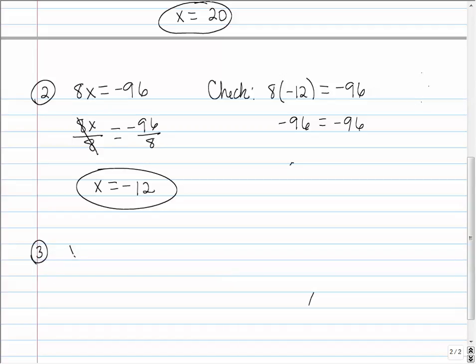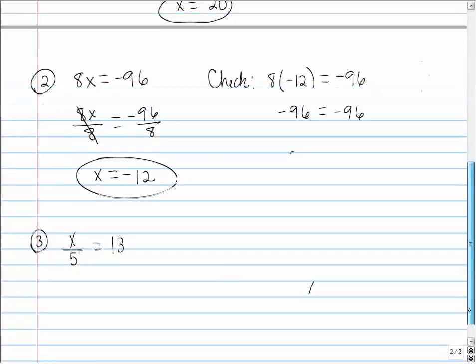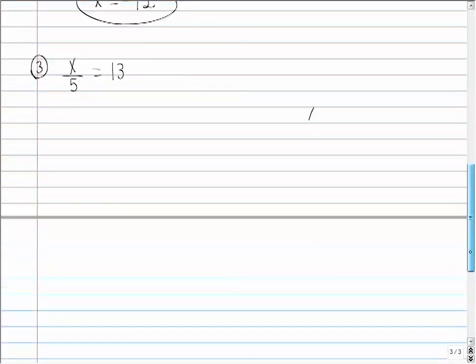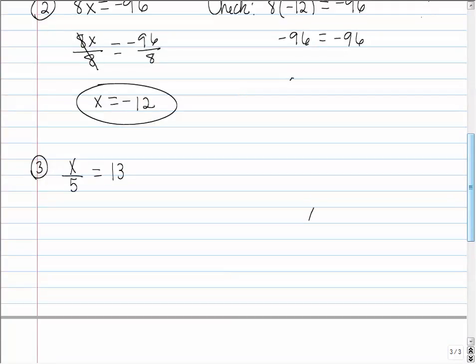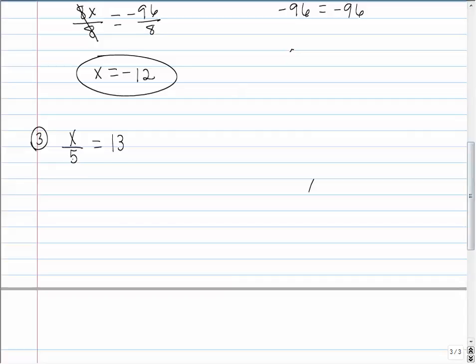All right, number 3, if you have one like this, x over 5 is equal to 13. Now we have a 5 in the denominator here, and we want it to cancel out. So we need a 5 in the numerator, right, to cancel out with that 5 in the denominator, so we just have x, or 1x. So we need to multiply each side by 5 here, so that we get x by itself. So we have 5 times x over 5 equals 5 times 13.